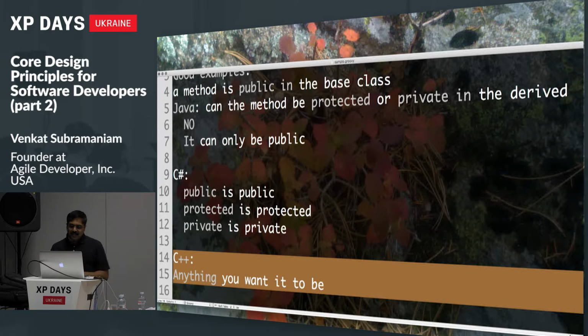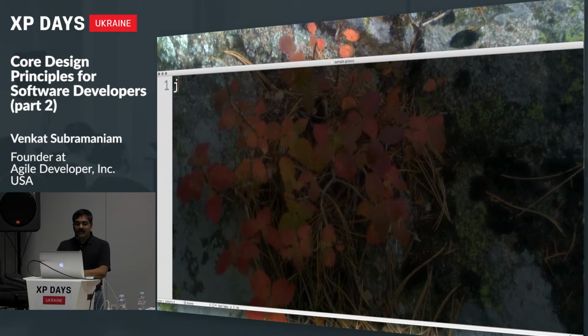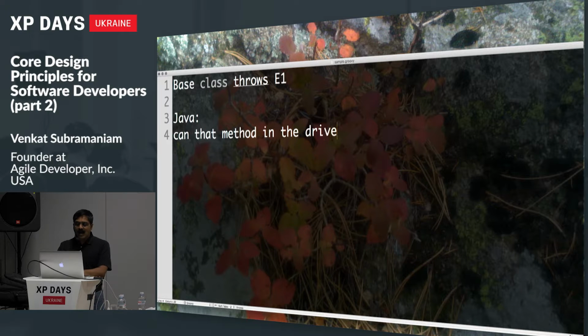Well, Java and C# are like, let's follow the Liskov substitution principle. So they restrict you from what you can do. So you can see the differences between the languages. This is one example. Another example, let's say we have a base class method that throws E1 as an exception. Java can, that method in the derived class throw, let's say, exception E2.